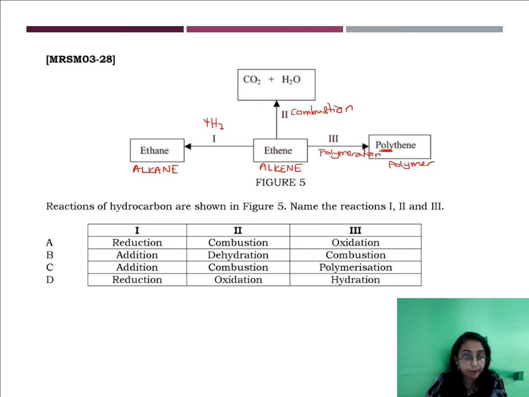So we go for reaction 1. We don't have the option of hydrogenation, but we know hydrogenation is an addition reaction. So we have the option for the answer of addition, so either B or C. Now let's go and check reaction 2, which is combustion. Okay, C. And then reaction 3 is polymerization. So hence our answer will be C.